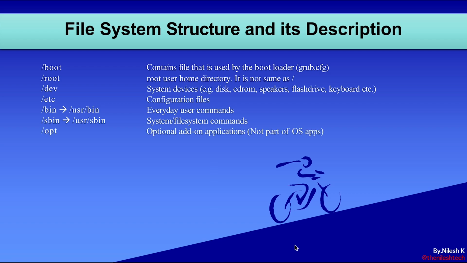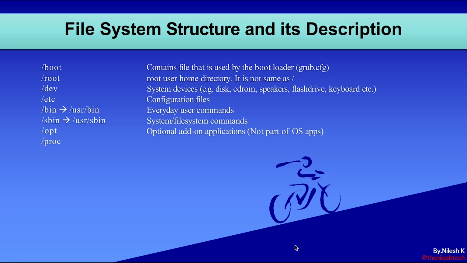/opt is used for optional add-on applications. It is not for operating system applications like FTP or DNS, which are the applications that actually come with the operating system. /opt is used for third-party applications. Let's say you are installing Oracle or SAP or some other kind of application. Those applications are usually and most of the time installed in /opt.